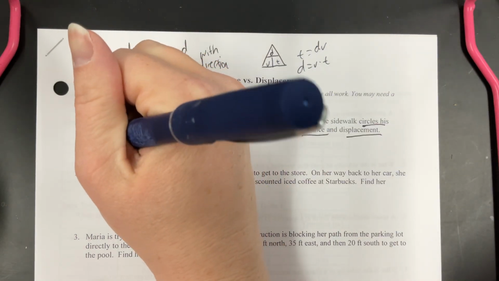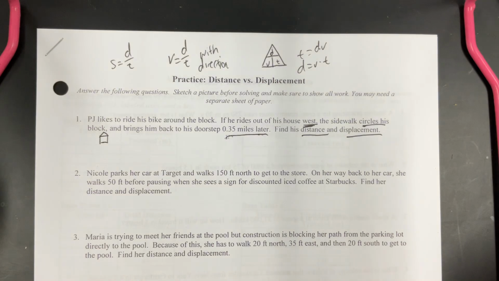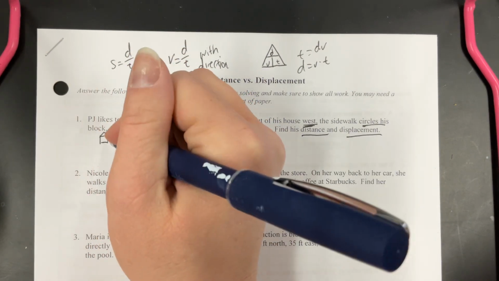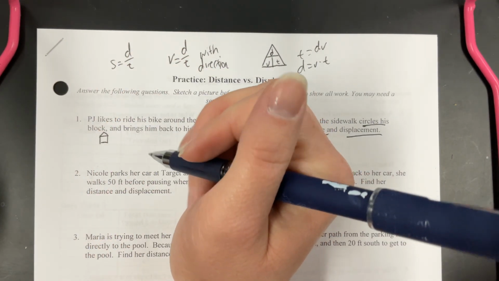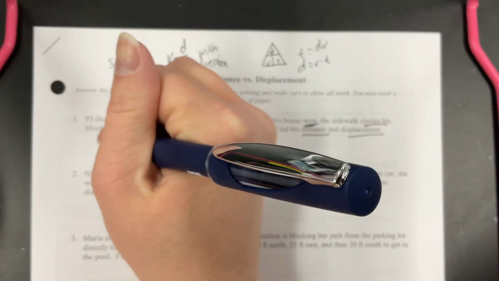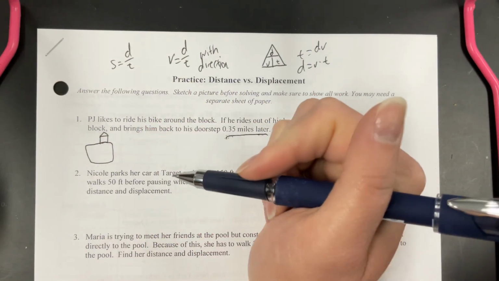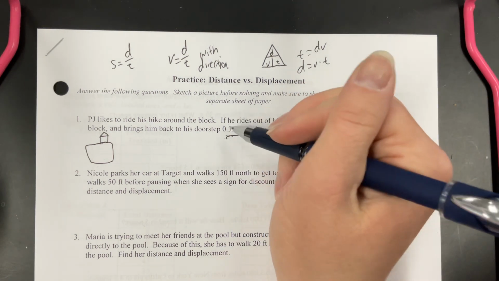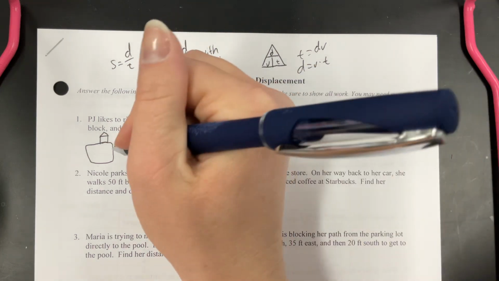So I'm just gonna sketch out, this is his house, right? And it says the sidewalk circles his block. Okay, so that means it's probably gonna be either an actual circle, like a roundabout almost, or it could be a rectangular shape, whatever it is. We don't really care about the shape. Whatever happens, that sidewalk circles around his house and brings him back to his door. Okay, it's like a loop-de-loop. And it says that's 0.35 miles later.